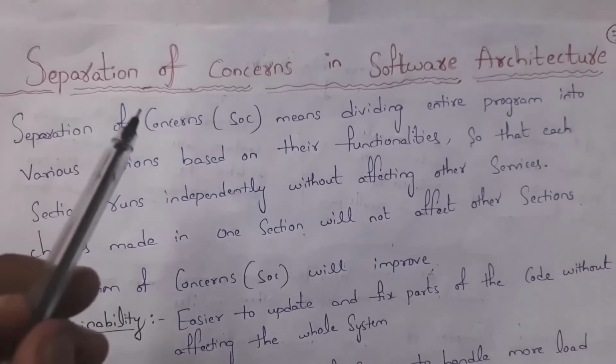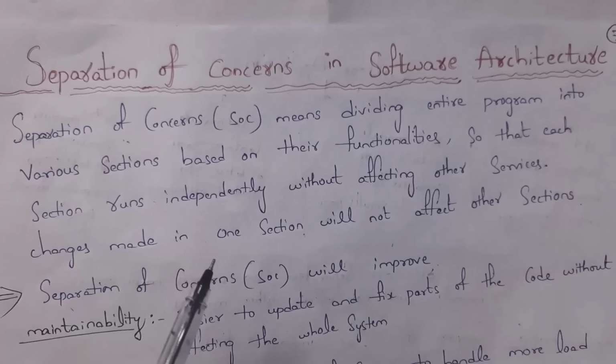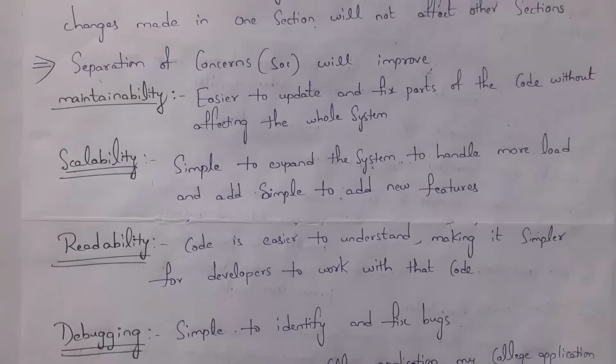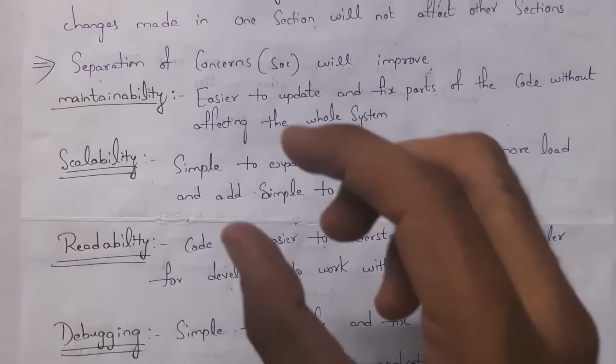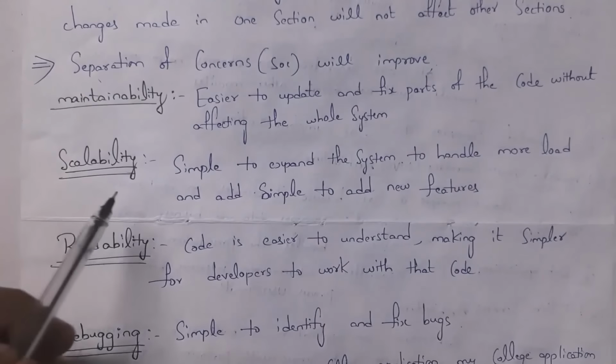So separation of concerns means dividing the entire program into various sections based on their functionalities, so that each section runs independently without affecting other services. Changes made in one section will not affect other sections. Guys, separation of concerns will improve maintainability. Maintainability is nothing but updating a specific part of code without updating the entire code. And also it will improve scalability.